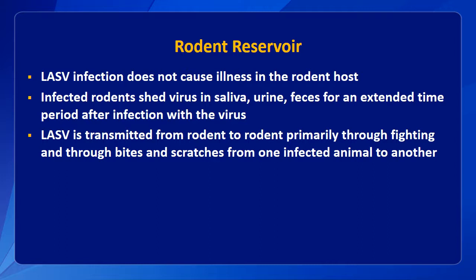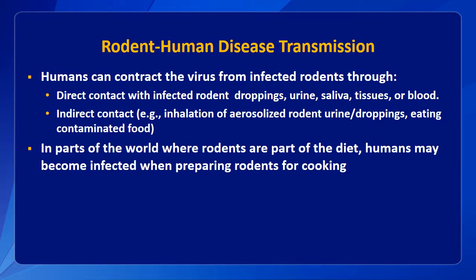Lassa virus is maintained within the rodent reservoir and is transmitted from rodent to rodent primarily by fighting, through bites and scratches from one infected animal to another. People can contract the virus from rodents through direct contact with infected rodent droppings, urine, saliva, tissues, or blood, and by being bitten by infected rodents.